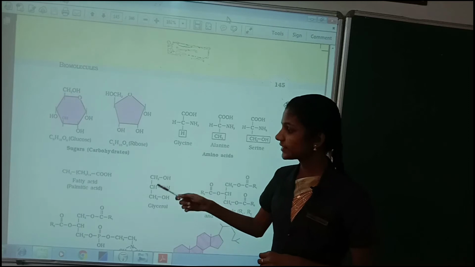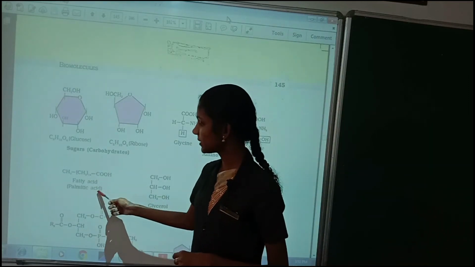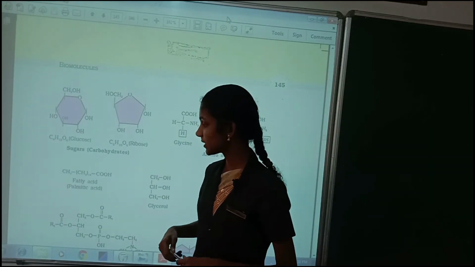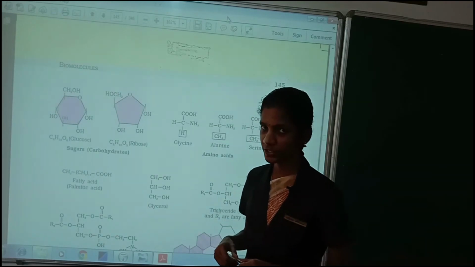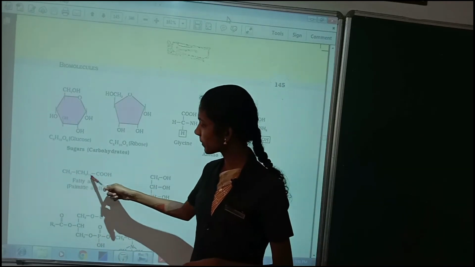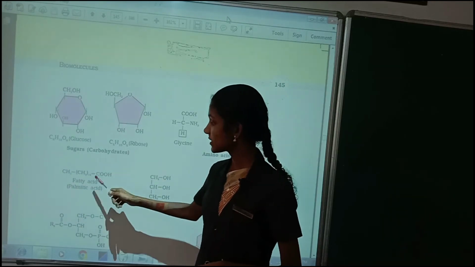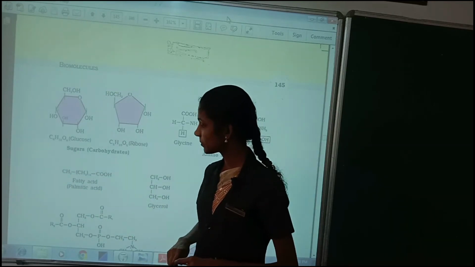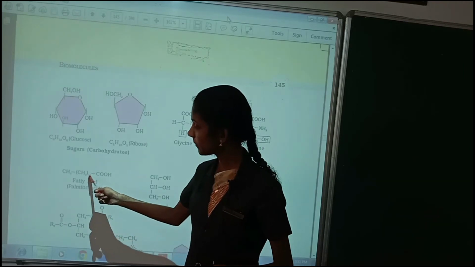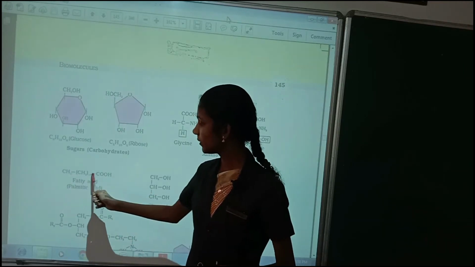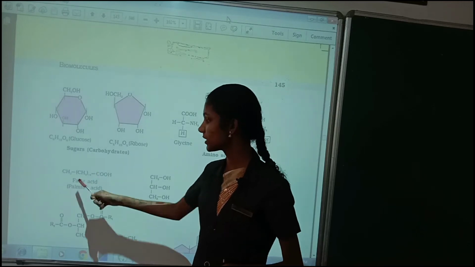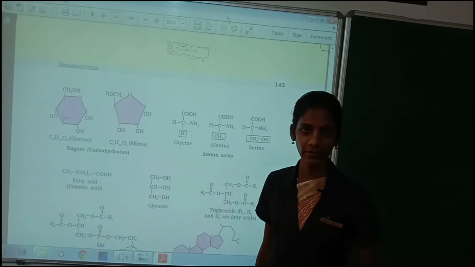Okay, here in the textbook you can see the structure of palmitic acid. Palmitic acid is a kind of fatty acid, contains 16 carbon atoms in it. When you count the number of carbon atoms, you can understand it is 16 carbon atoms. Here 14 carbon atoms is there, and plus 1 15, plus this one is another one. So total 16 carbon atoms will be there in the palmitic acid.